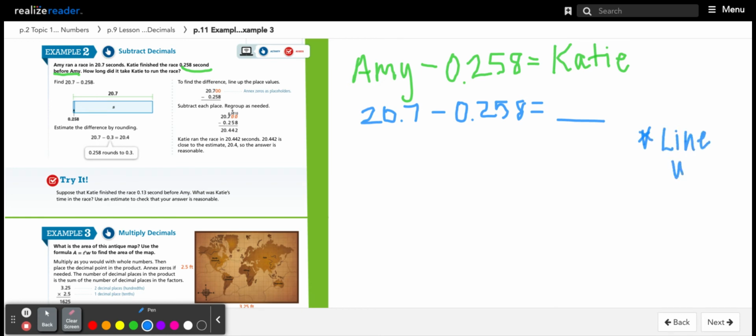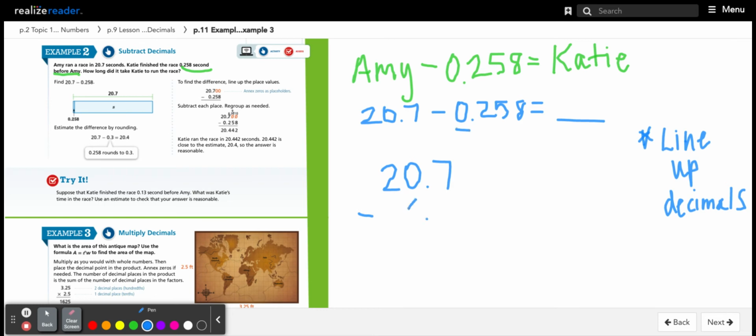Line up decimals. If you line up the decimals and you line up the place values, that's the first step for your success. And then you just have to do the adding or the subtracting. So I'm going to rewrite this. I'm starting with my first number, 20.7. You should also be writing this in your notebook, 20.7. Now I have to subtract that 0.258. First step, line up the decimal point. And now I'm just rewriting it.